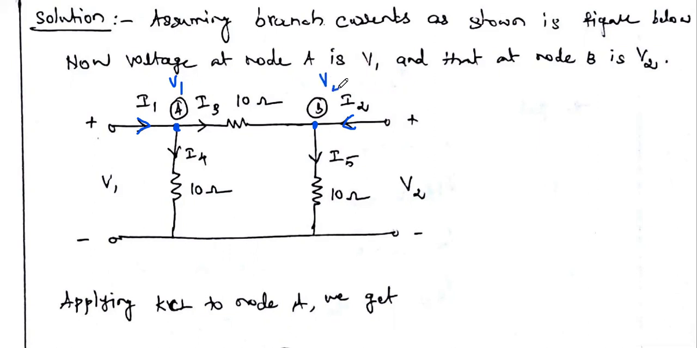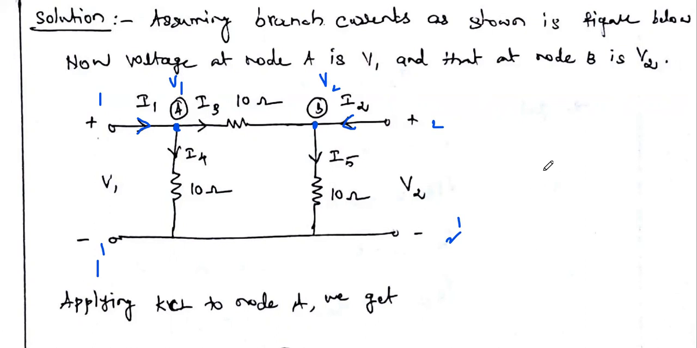Since you see, node A is directly connected to port 1-1 dash. So what is the voltage across port 1-1 dash? V1. So the voltage at node A is V1. Similarly, node B is connected to 2-2 dash, so the voltage V2 at 2-2 dash appears at node B. So the voltage at node A is V1 and the voltage at node B is V2.